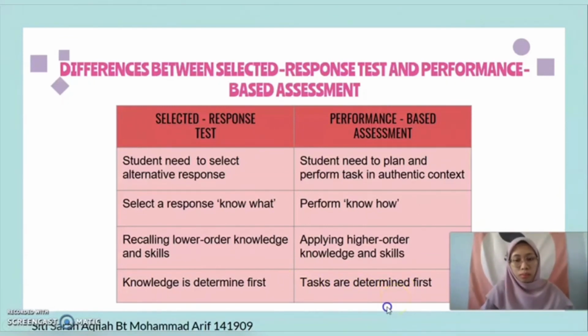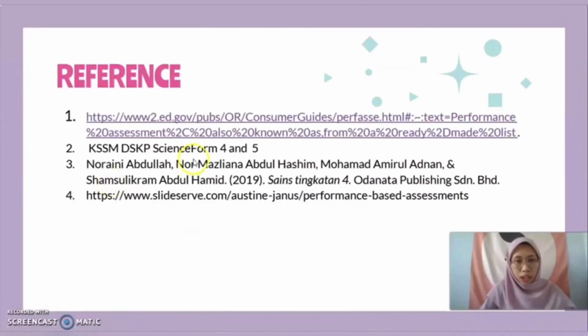Okay, last, references. Here we put some references that we use, and the main reference is the KSSM DSKP Science Form 4 and Form 5.